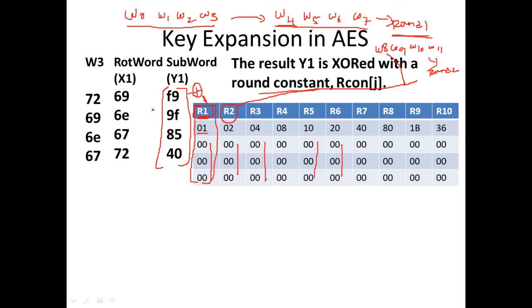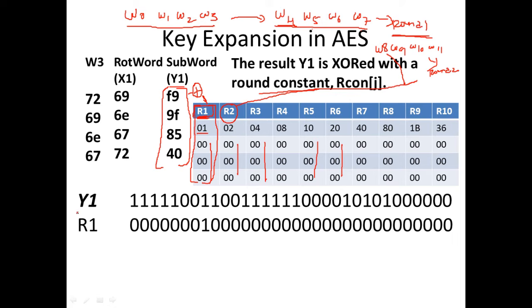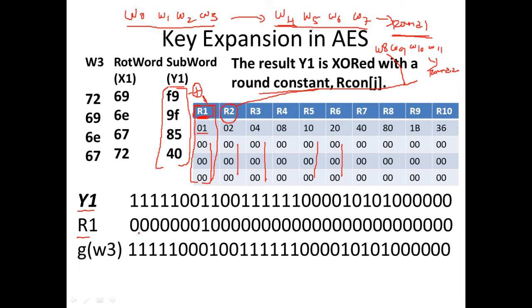So what we are going to do here is we are going to take this SubWord. We have selected the round constant R1. So this is the binary representation of the SubWord and the round constant. We have to perform an XOR. So this XOR gives us the output of G of W3. So all these things we are performing to understand what is the output of the function G.